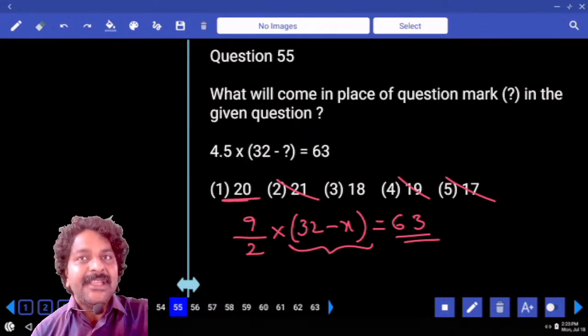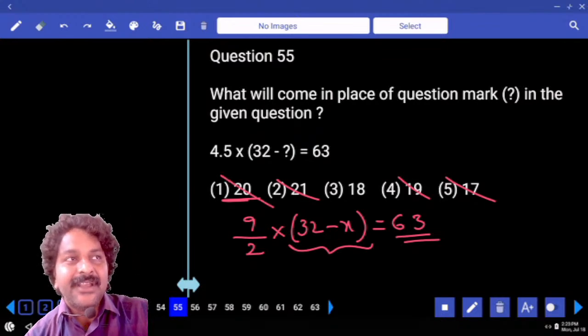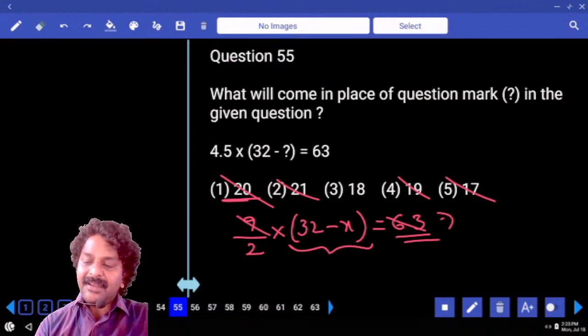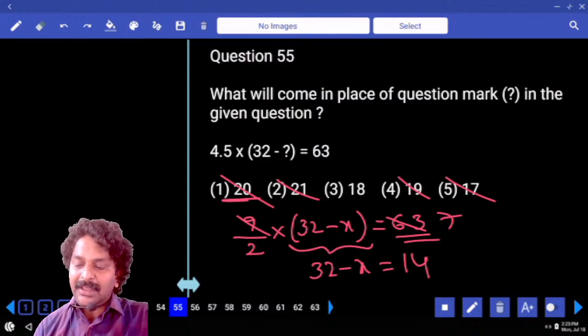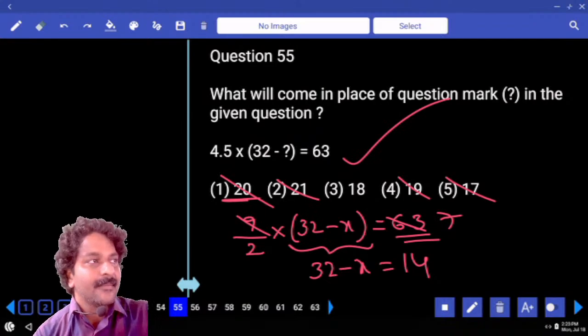32 minus 20 is 12, multiplied by 7. This is not the right answer. The final answer: otherwise you have to calculate 7 times (32 minus x) is equal to 14. Then x is equal to 32 minus 14, which is 18. Answer.